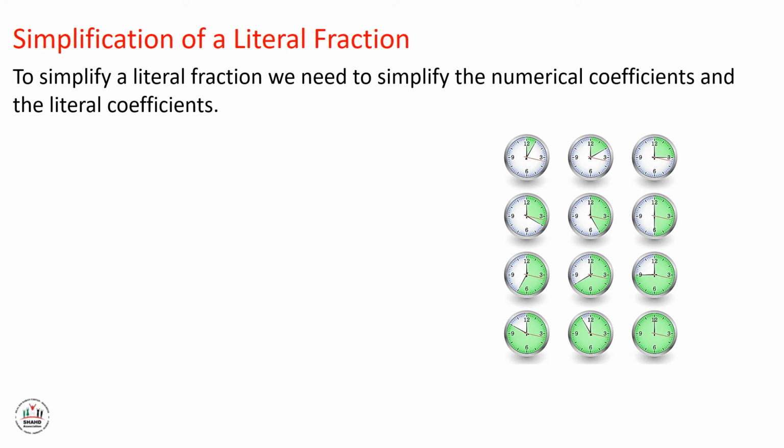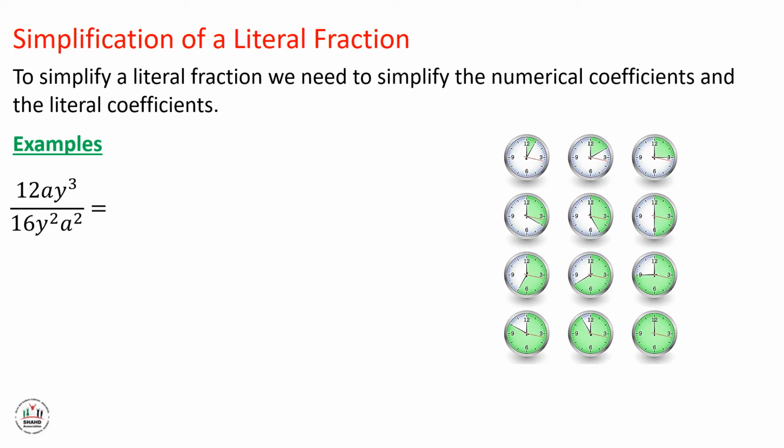Simplification of literal fractions. To simplify a literal fraction, we need to simplify the numerical coefficients and the literal coefficients. So if we have an example, 12ay cubed over 16y squared a squared, and we need to simplify this fraction. First, we need to simplify the numerical coefficients, and we mean by numerical the numbers or the constants, which are 12 and 16 in this example.